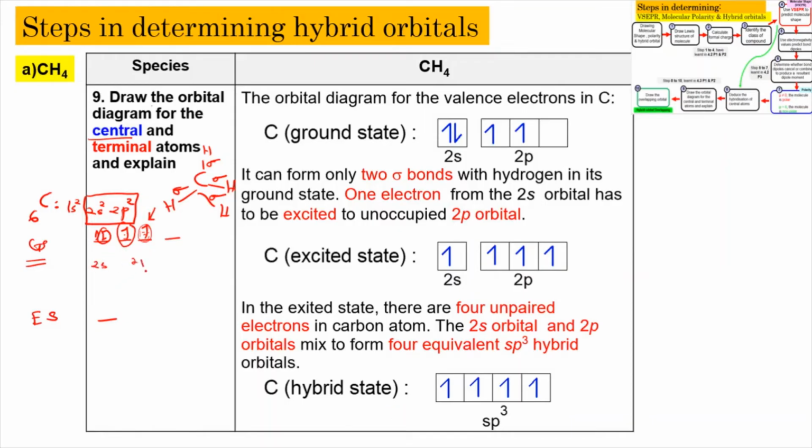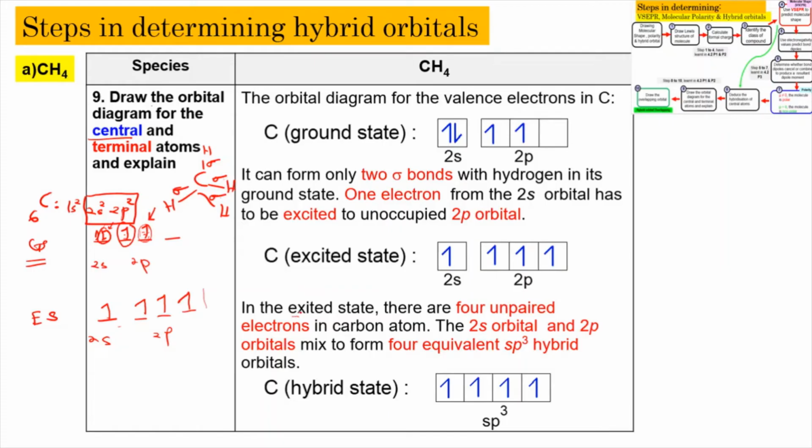Of 2s and 2p. So similarly to here, 2s and 2p. In order for us to get 4 unpaired electrons, one of the electrons here needs to be excited to the 2p orbital. So what is going to happen is it's going to produce 1, 2, 3, and 4, so that they're going to have 4 electrons, each single. Okay, why does this need to happen? Because we need to form 1, 2, 3, 4 sigma bonds.